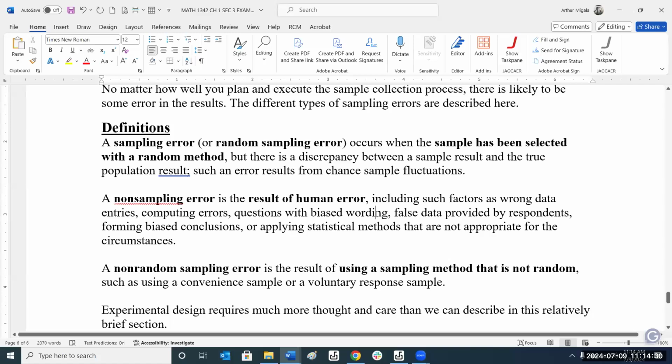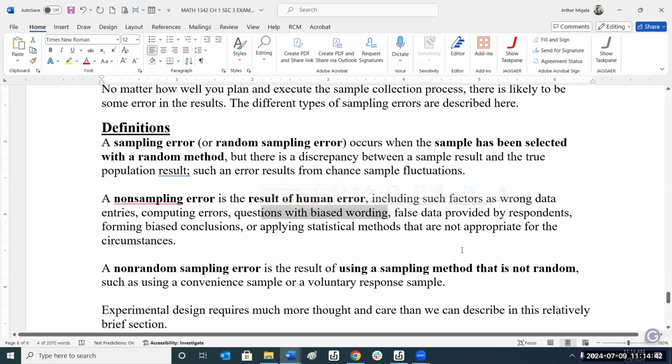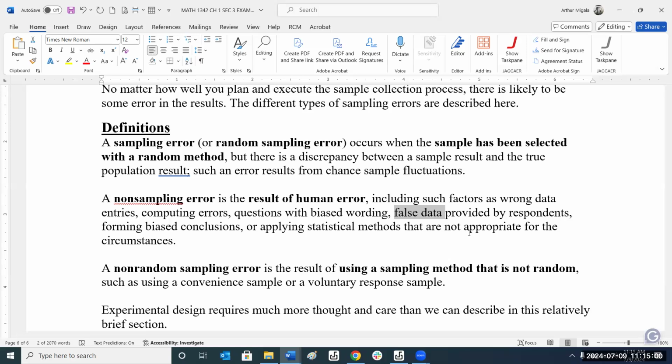Questions with biased wording. That's why before you ever start your study, you have to make sure your surveys, your sampling tools, are correct. You test those before you test them on people. False data provided by respondents. Intentional. The respondents knew that was fake. Or applying statistical methods that don't apply. That's just bad planning on the part of the person doing the study. Before you do the study, you should know what kind of analysis you're going to do at the end.